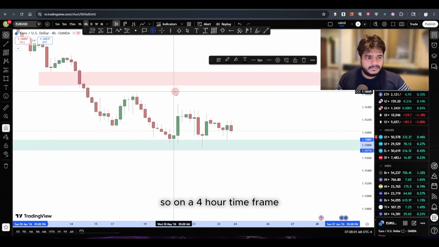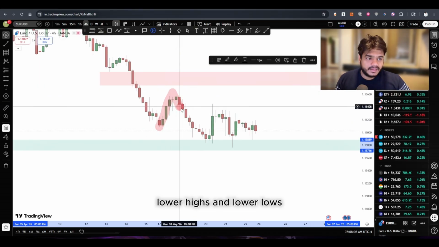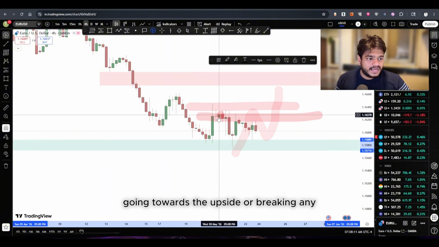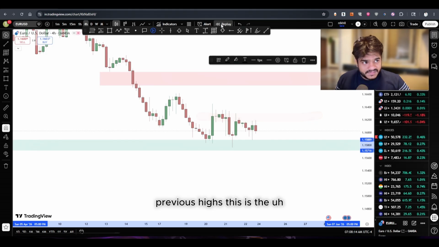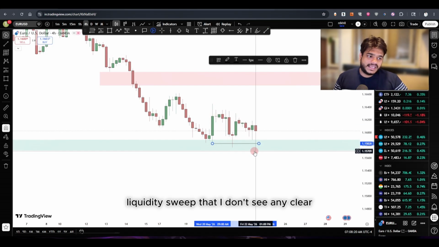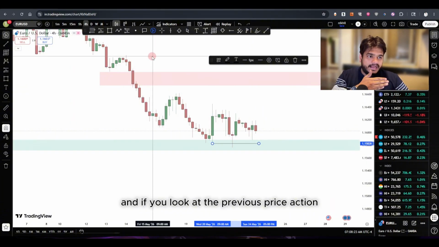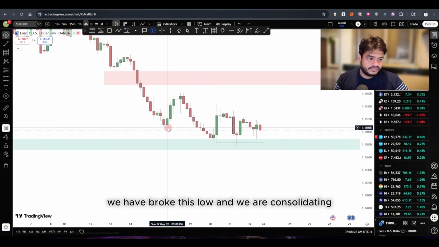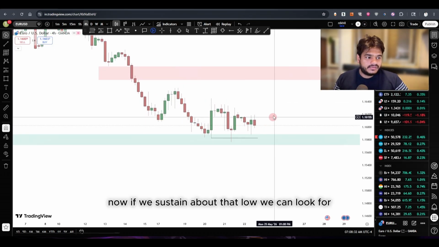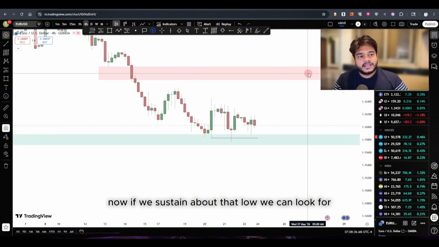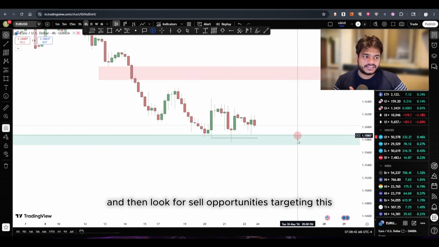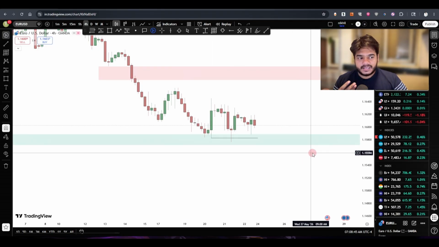So on the 4-hour time frame, if you look at the market structure, we are making lower highs and lower lows. So there is no sign of price going towards the upside or breaking any previous highs. This is the liquidity sweep, and I don't see any clear break of structure right now. And if you look at the previous price action, we broke this low and we are consolidating inside that low right here. Now, if we sustain above that low, we can look for some buy opportunities targeting this fair value gap, and then look for sell opportunities targeting this sell side liquidity.